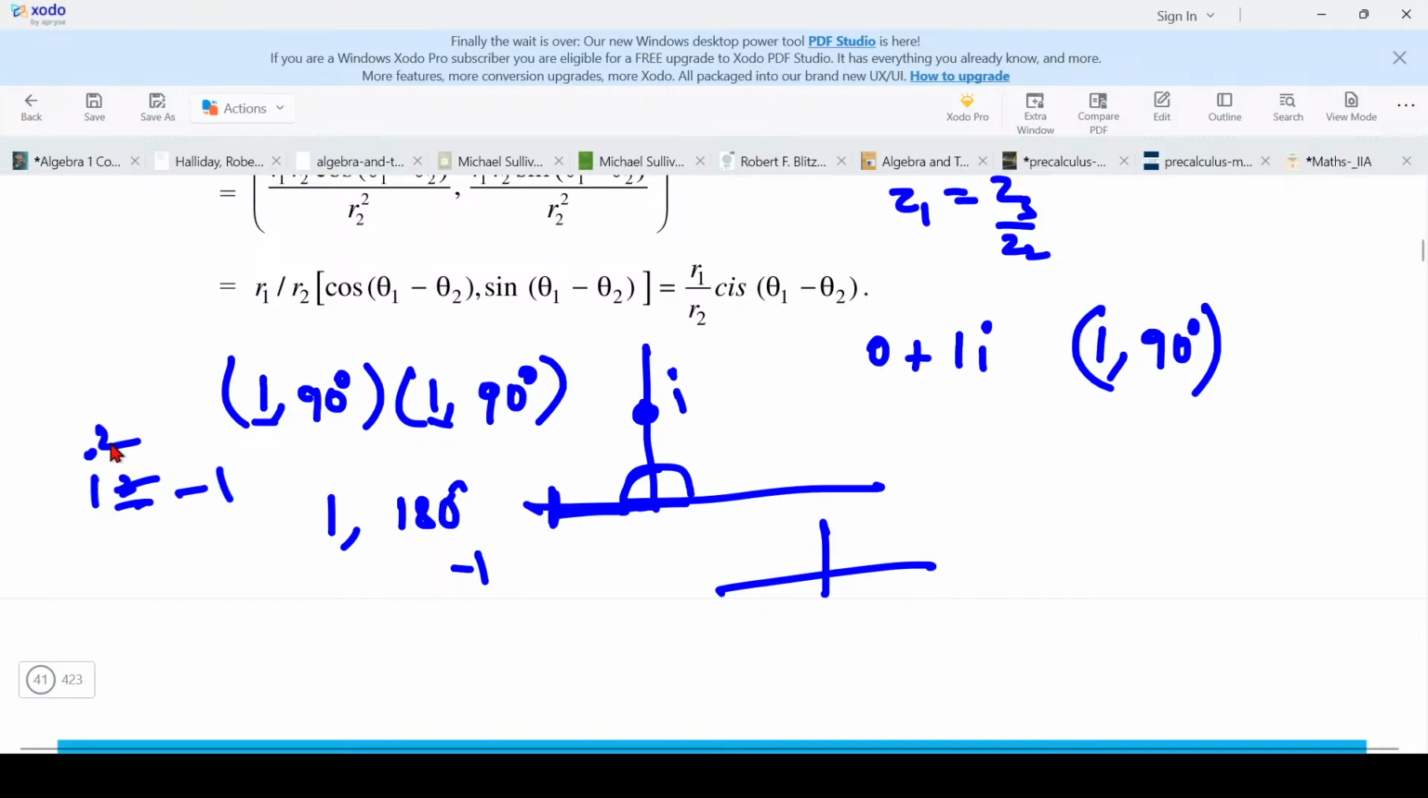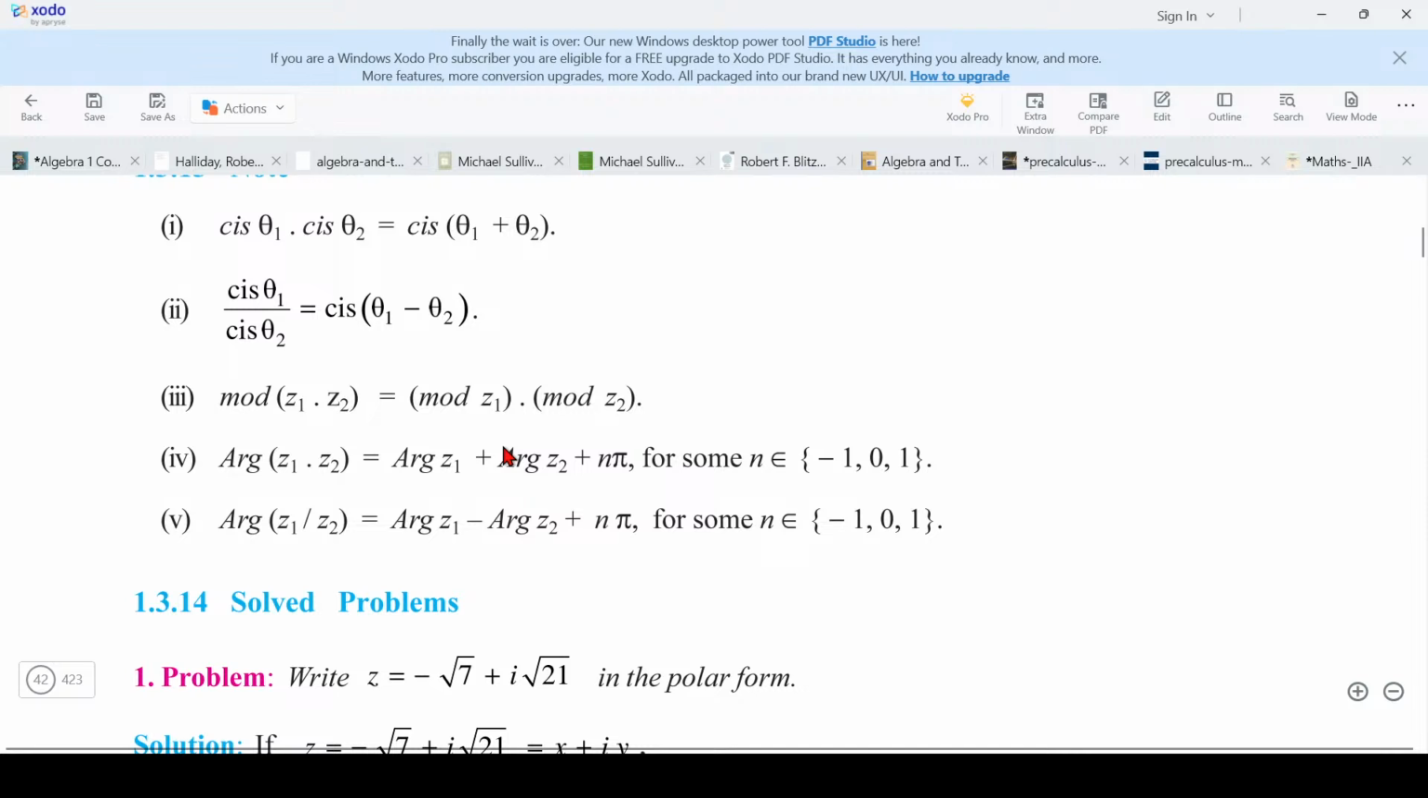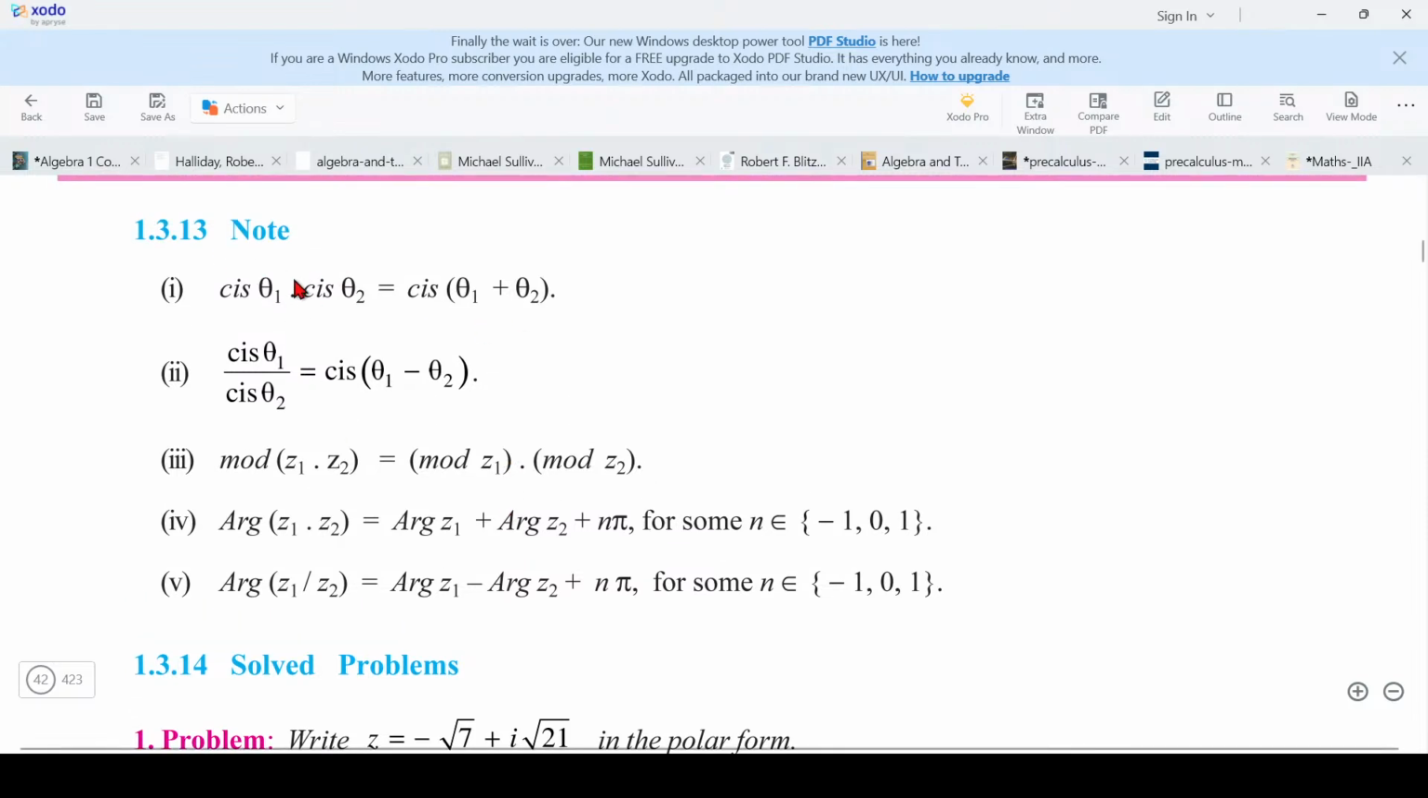Yes, sir. You understood how we got I square equals minus 1? I into I is nothing but complex number into complex number. The magnitudes are getting multiplied and angles are getting added. Clear? Clear, sir. Very good. So that's what he's saying: when two complex numbers are multiplied, angles get added.